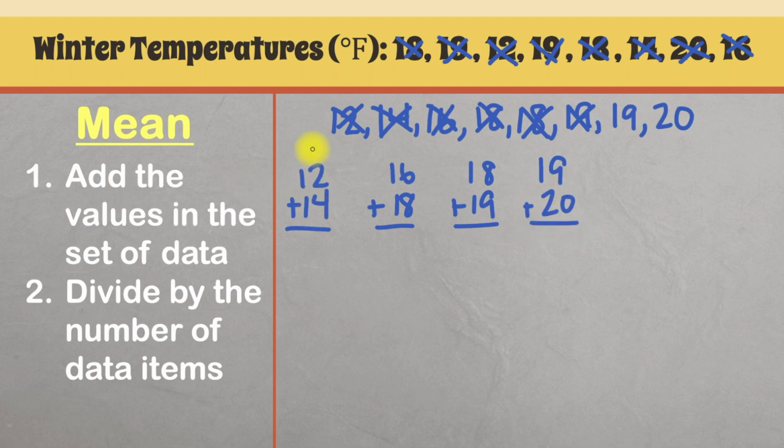So let's start with the addition right here. 12 plus 14. 4 plus 2 is 6. And 1 plus 1 is 2. So we're done with that.